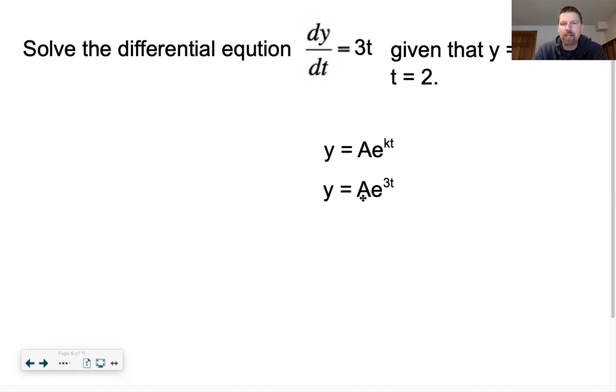But my initial value happens when time t equals 0. They gave me time t equals 2. No problem, still easy to fix it. I can take this and plug a 2 in for my t. And I know when I plug a 2 in for my t, I get an 8 out for my y. Now I can see that 8 is going to equal whatever that initial amount is times e to the 6th.